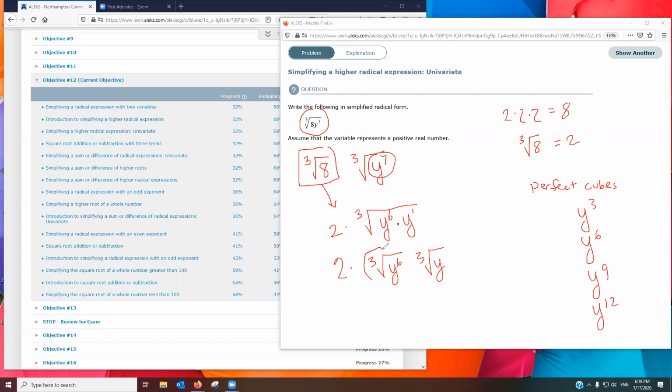But the cube root of y to the 6 is asking you what quantity times itself 3 times equals y to the 6? Well, that answer is y to the 2. You might remember the shortcut is you could take this exponent 6 and divide it by this 3, and that gives you the answer y to the 2. Bring this 2 down with me, bring this cube root of y down with me. So this is the final answer for this example.